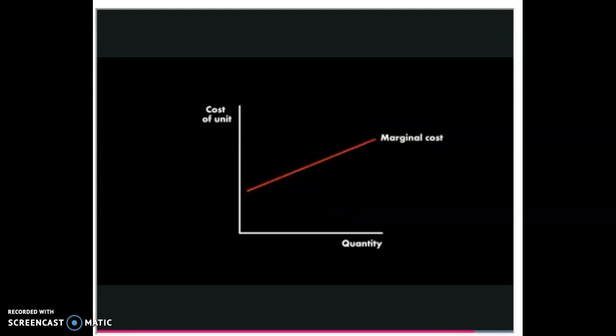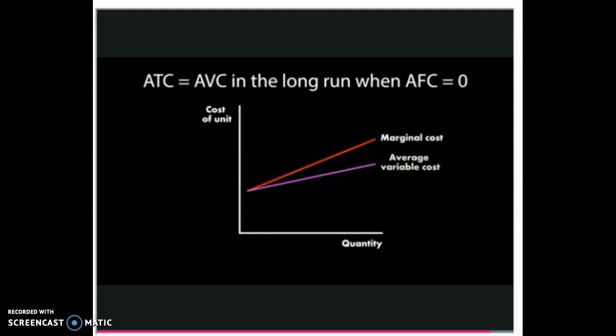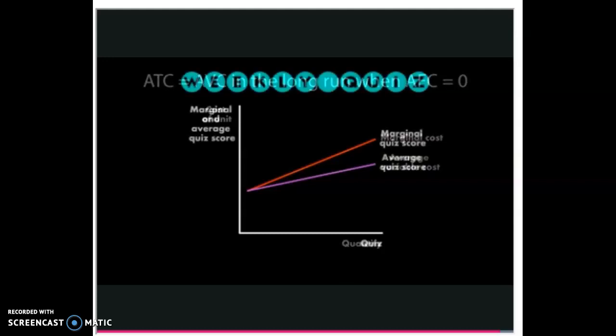For example, if the marginal cost rises steadily, we know that the average variable cost will rise steadily as well, because the average variable cost is pulled in the direction of the marginal cost. What happens to the average total cost depends on the average fixed cost. If there is no fixed cost, which is the case in the long run when every input is variable, the average variable cost equals the average total cost. Remember these tips and practice drawing the curves, and your quiz scores will rise steadily too.